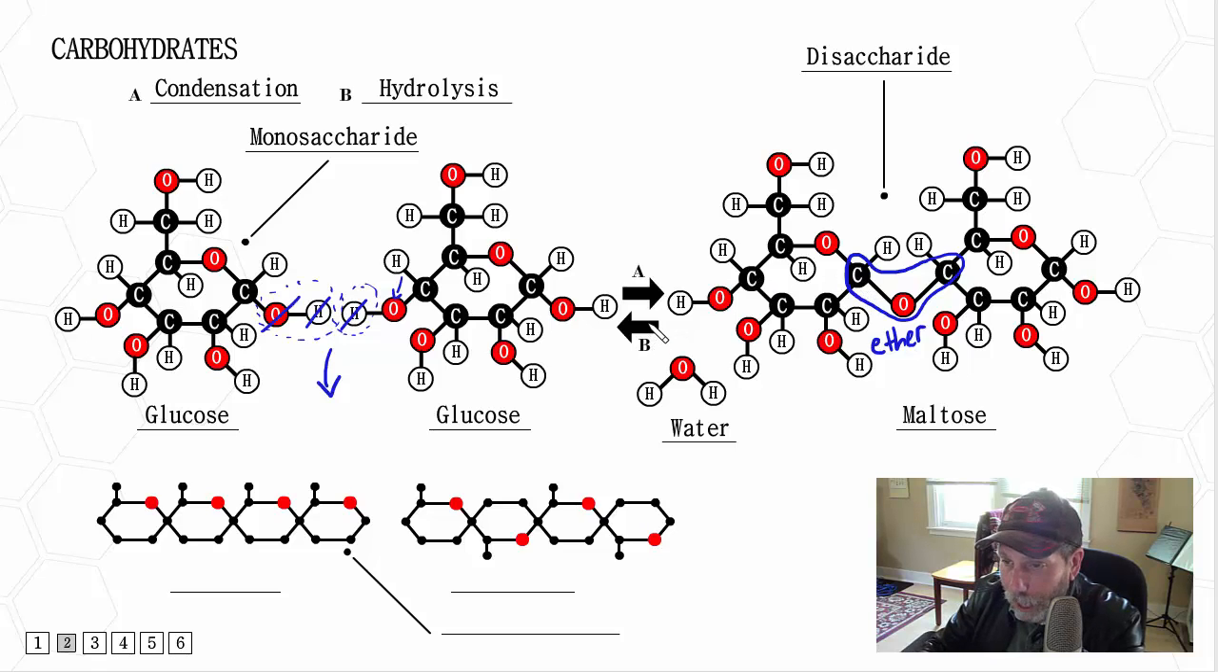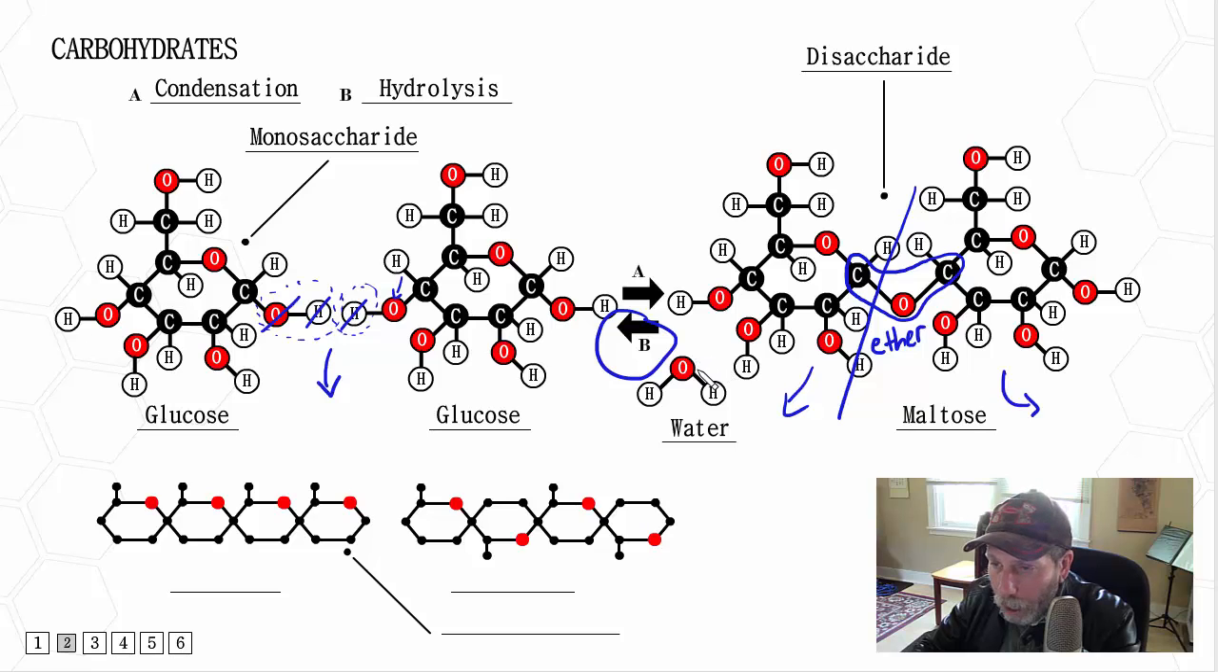Well, now we're looking at reaction B, the hydrolysis. A hydrolysis reaction is a reaction in which the disaccharide is split and two monosaccharides are released. The two monosaccharides would be these glucoses. And water is a reactant in this reaction. In a hydrolysis, if you look at the name, lysis means splitting. Hydro refers to water, so splitting with water.